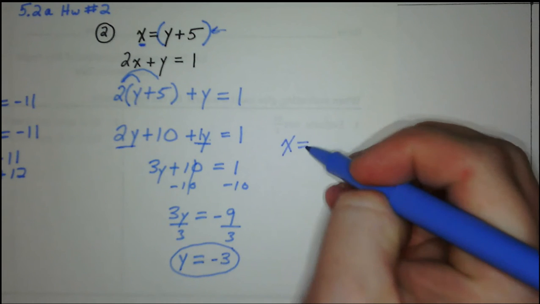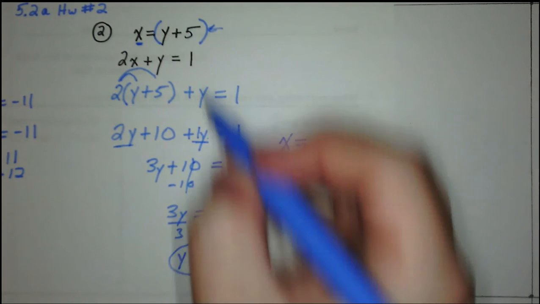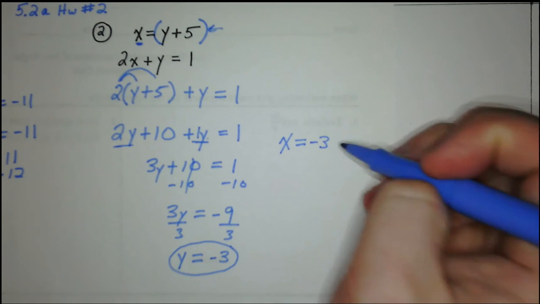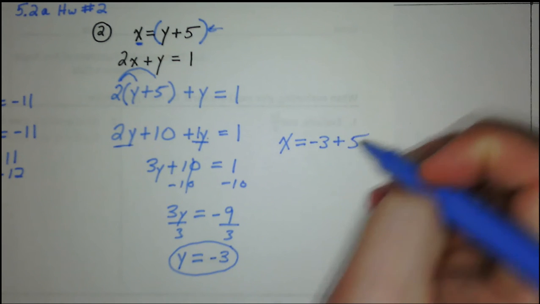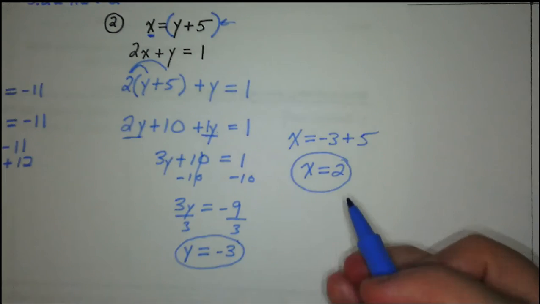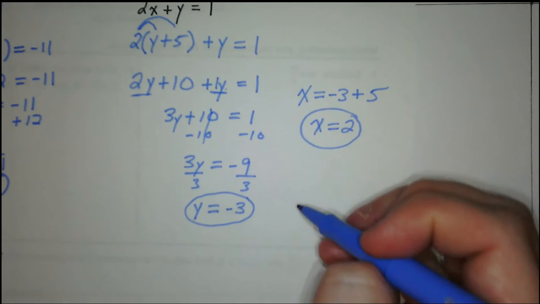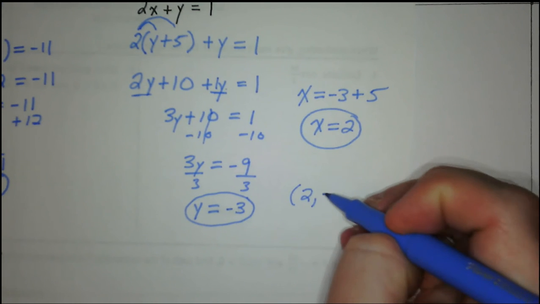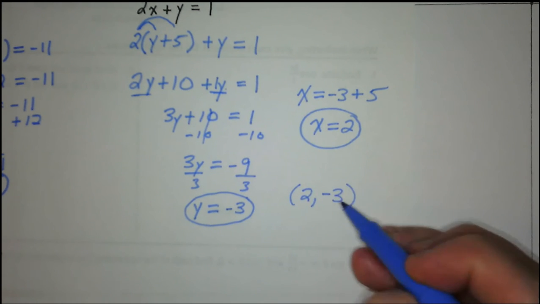So x is going to equal y plus 5. So negative 3, we now know, is y, plus 5, so x equals 2. So my final answer is that x equals 2 and y equals negative 3. And if we were going to put it together in an ordered pair, you go x comma y, baby.